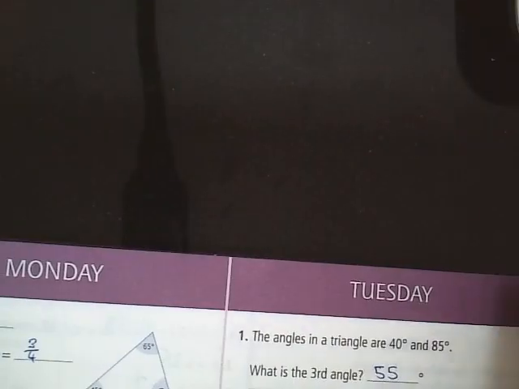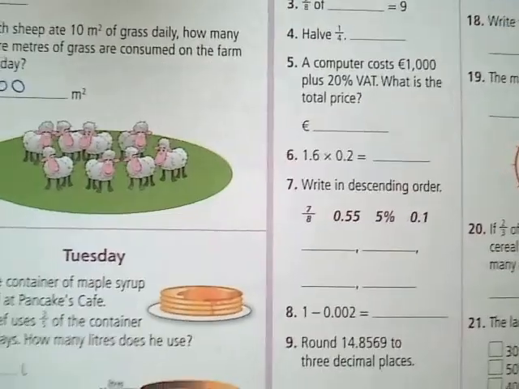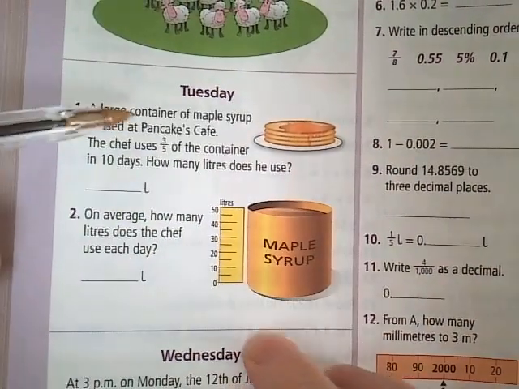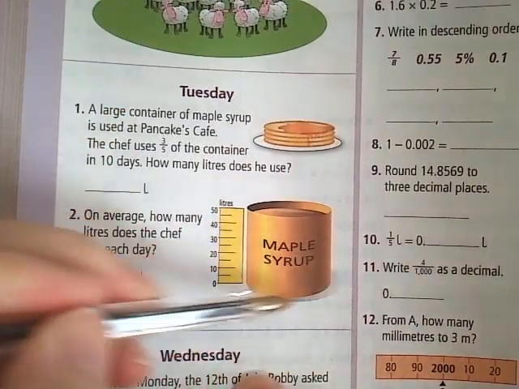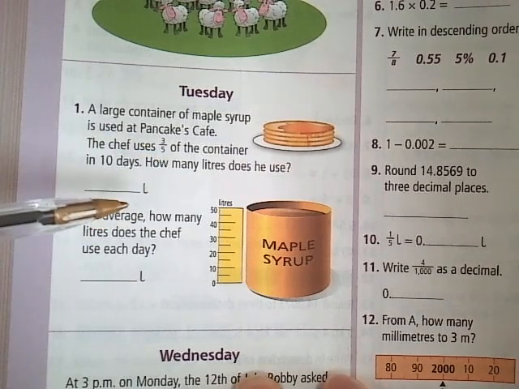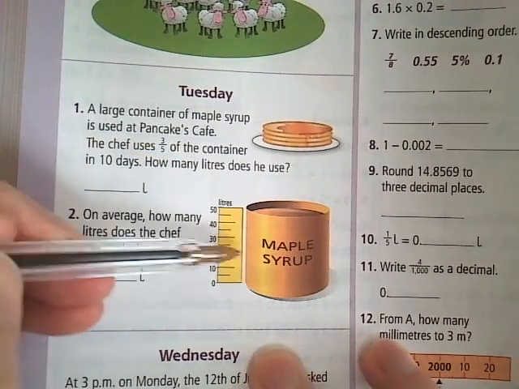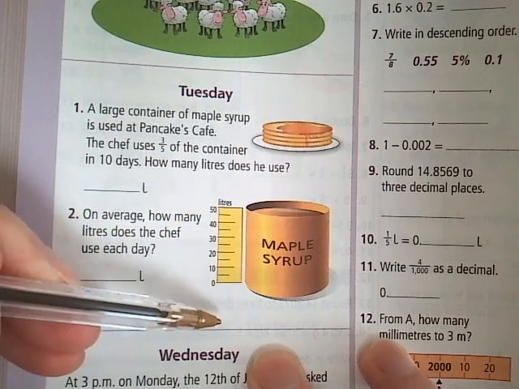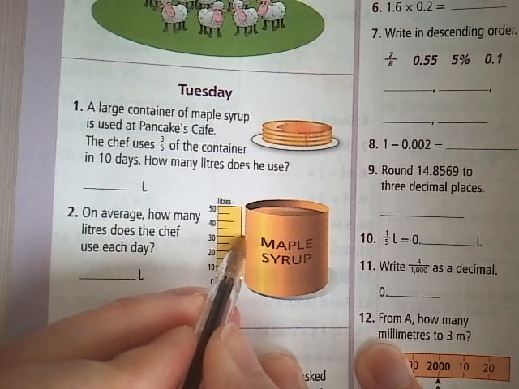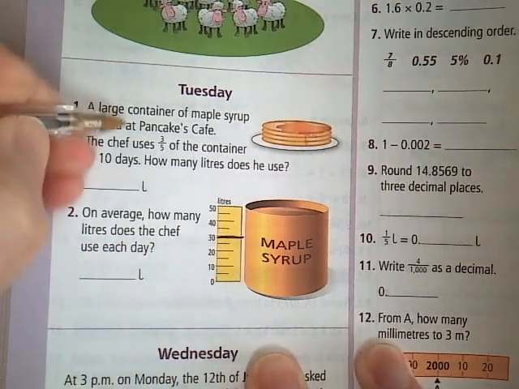And today's problem solving question. So a large container of maple syrup, which we have here, is used at Pancakes Cafe. The chef uses 3/5 of the container in 10 days. How many liters does he use? So if you look at the big containers, 50 liters. Well, 3/5 is 3 over 5 of 50. It's going to be 30 liters. That's 30.